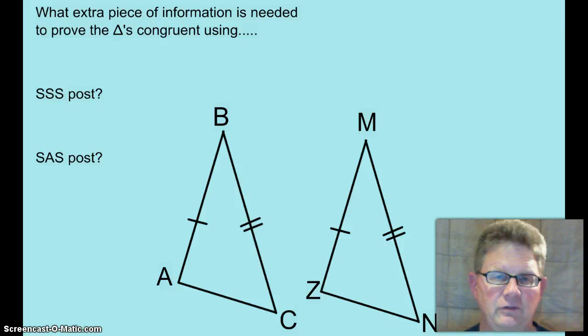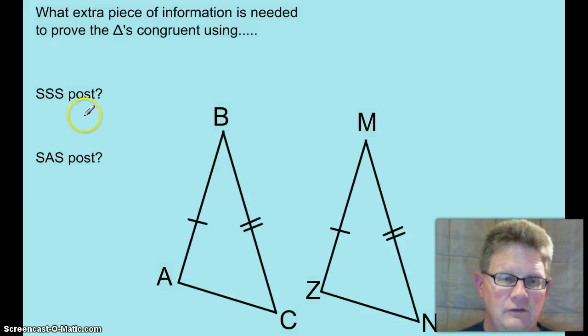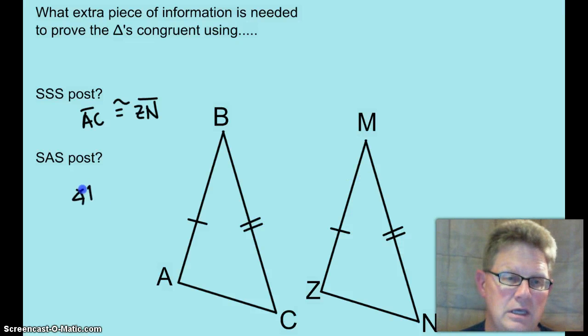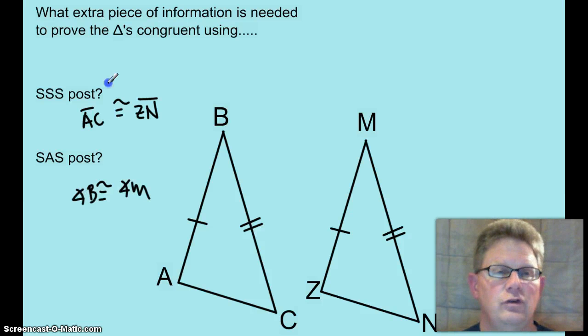Alright, what extra piece of information is needed to prove that triangles are congruent using side, side, side? Well, I see that I've got 2 sides of one congruent to 2 sides of another. Using side, side, side, I think we need to see that AC is congruent to segment ZN. How about side angle side? We need to get those included angles between the sides congruent, so angle B needs to be congruent to angle M. And just like that, this will end Honors Geometry Lesson 4.2, 4.3, and 4.4a. Good night.